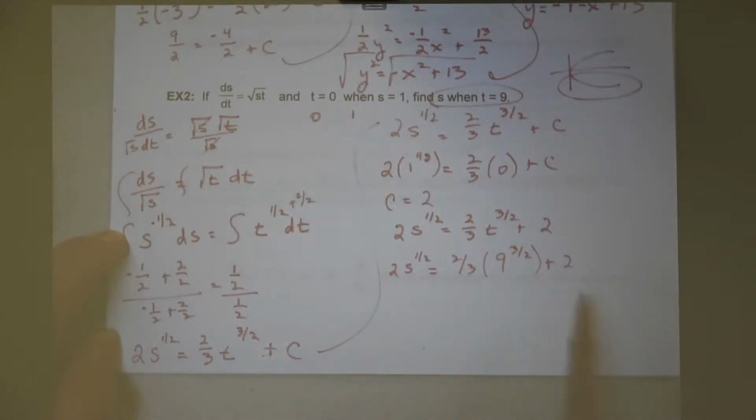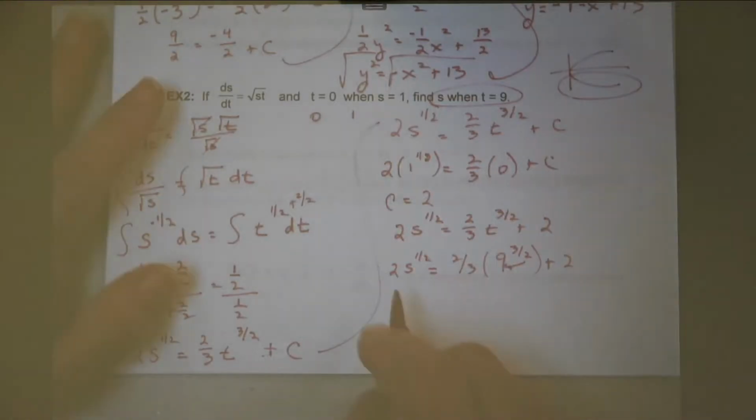So here we go. We're going to plug 9 in for t. Of course, s is the variable we're looking for. And there's only one location to do that, and it's right here. So I'm going to take the square root of 9, which of course is 3. 3 cubed, 27, divided by 3, 9 times 2, 18, plus 2 is going to give you 20.